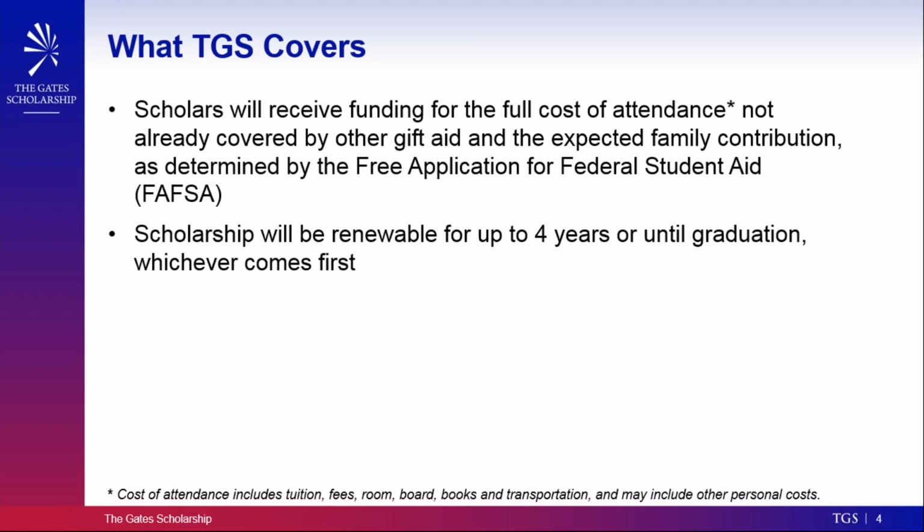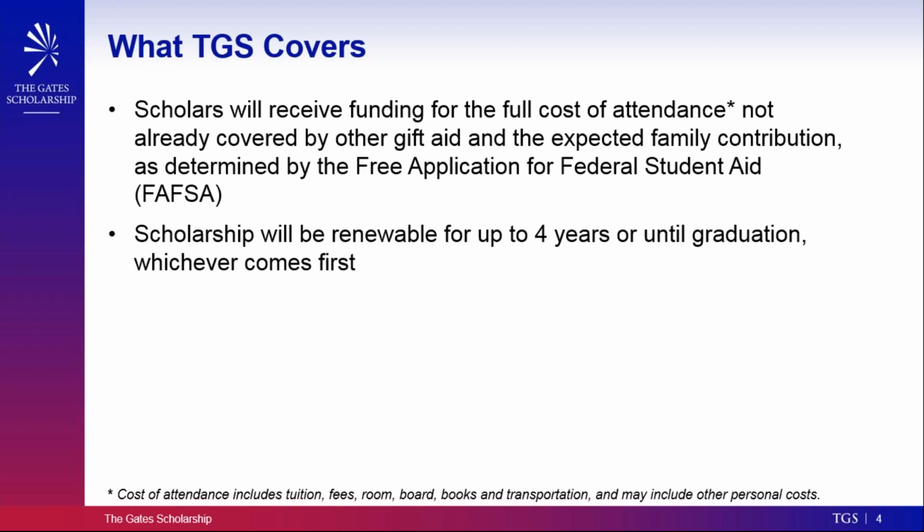So what we'll do in terms of calculating would be take the cost of attendance, which includes tuition, fees, room, board, books and transportation, and some personal expenses, subtract the estimated family contribution from that number, and all other gift aid, and then the remaining unmet need would be covered by the Gates Scholarship.